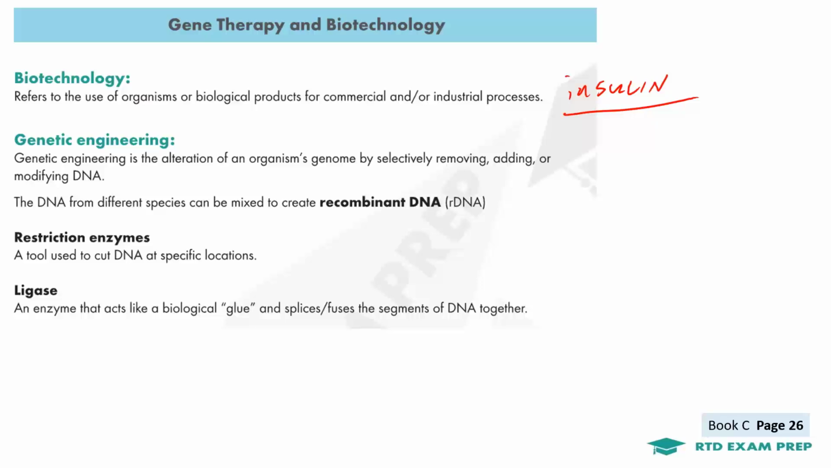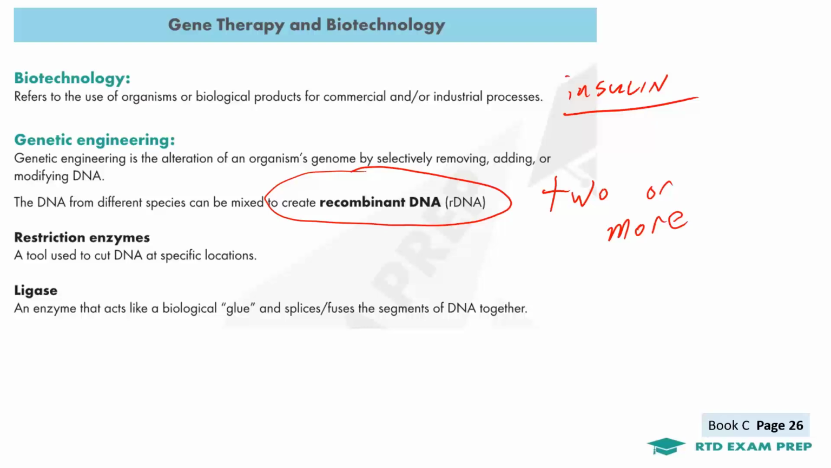How is that done? It's done via a process called genetic engineering, in which we alter the organism's genome by selectively removing or adding or modifying the DNA. We can also create what we call recombinant DNA, where you have two or more species and you mix the DNA. So a lot of what we have here in Alberta, a lot of the wheat and our plants are frost resistant, or they might be drought resistant. And we've taken genes from other plants or other organisms and inserted them into our wheat. So a GMO, a genetically modified organism.